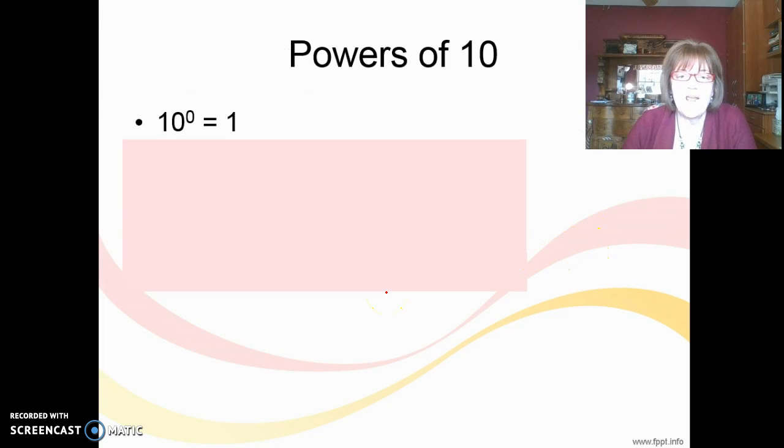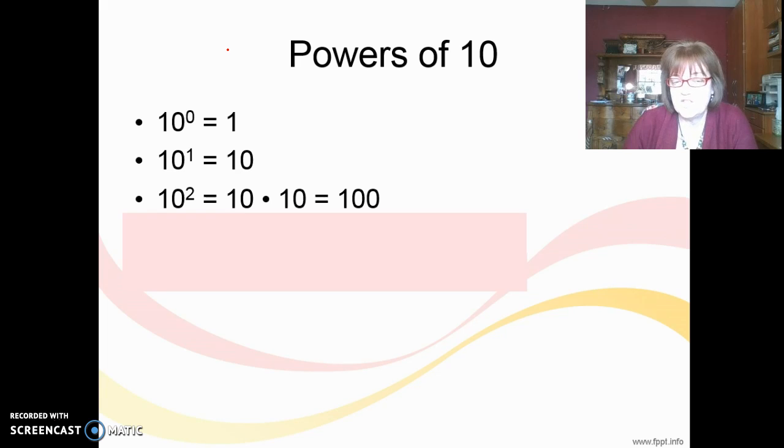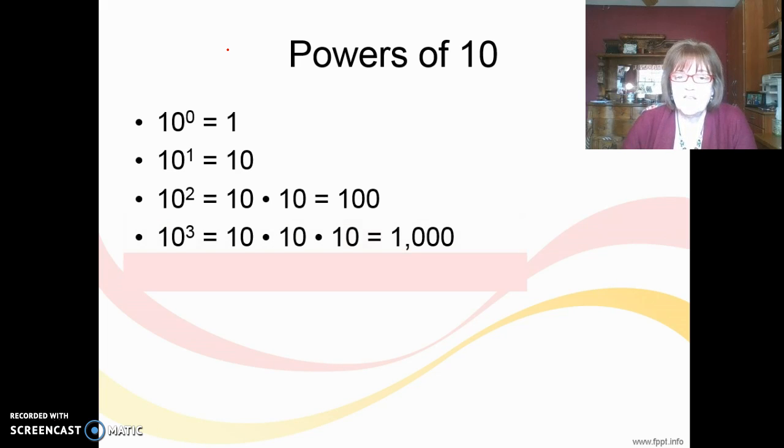So I want to show you what happens when we use these with the powers of 10. We're going to start out with positive exponents, and here's what happens. 10 to the 0, of course, is 1, just like everything is. If we take 10 to the 1 power, we get 10. Next will be 10 squared, which is 10 times 10. That gives us 100. And 10 cubed gives us 1,000.